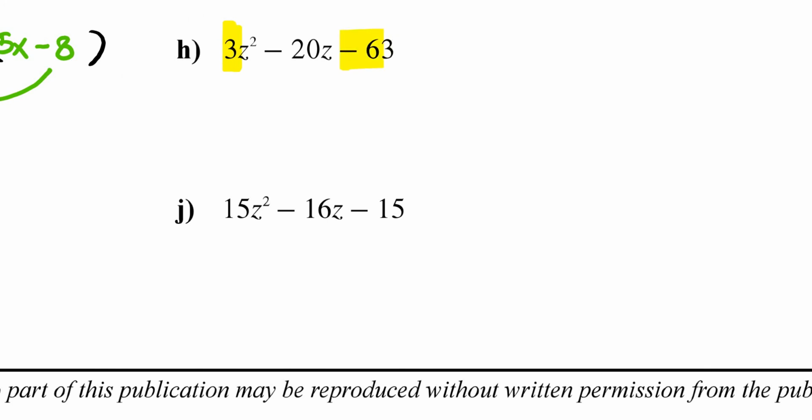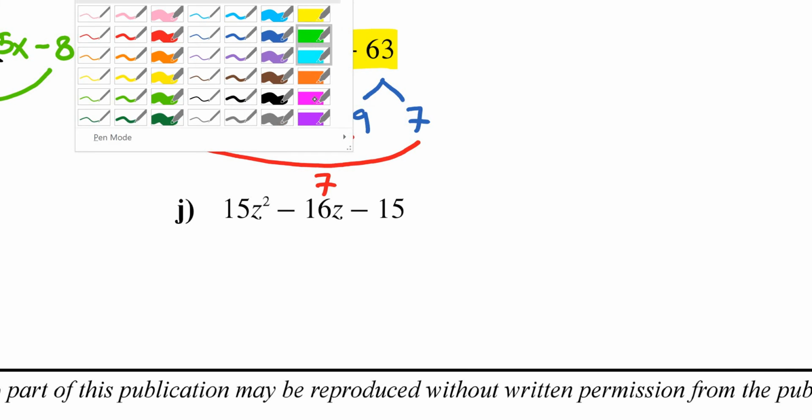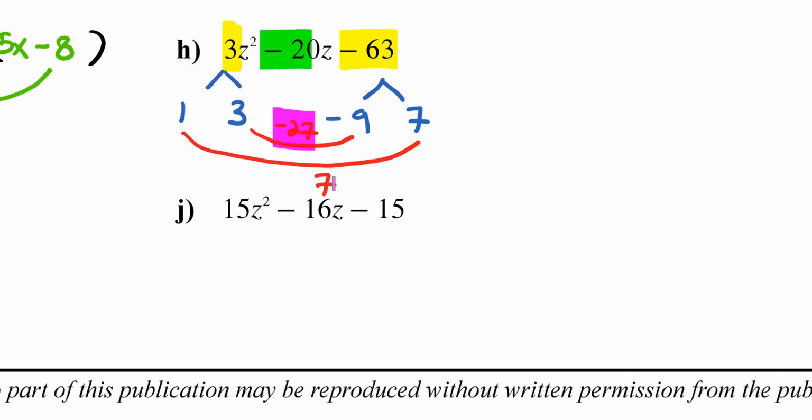Okay, let's move on to letter H. There's a 3 and a negative 63, so two numbers that multiply to 3, I'm thinking 1 and 3, and two numbers that multiply to negative 63. But the middle number is negative, so that means one number will be positive and one number will be negative, so I'm thinking of negative 9 and 7. So 1 times 7 is 7, and 3 times 9 is negative 27. And for sure, negative 27 plus 7 is negative 20, so that combination works. So let's go ahead and set my two brackets.